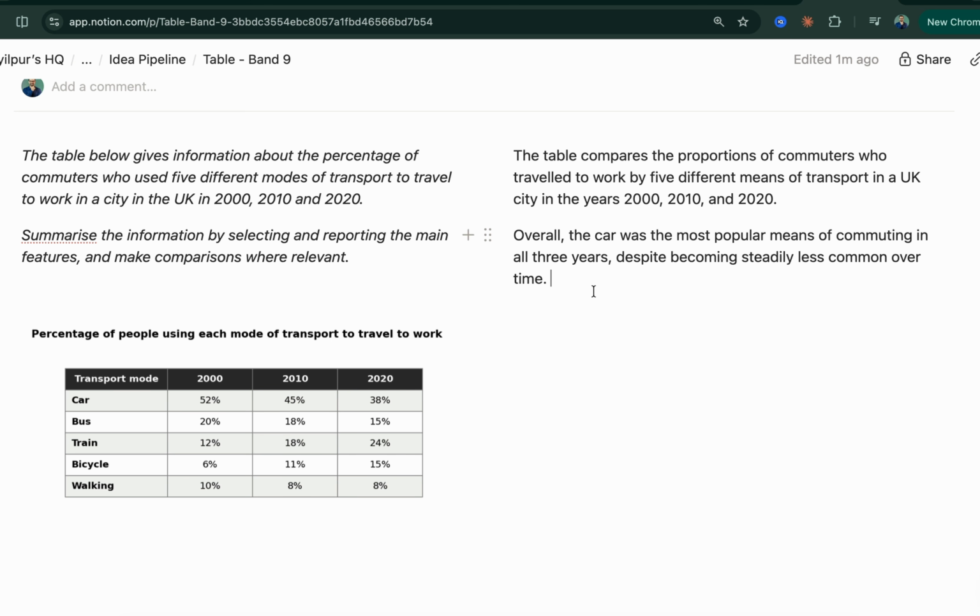Now, let's continue. In contrast, the train and the bicycle both grew considerably. Sorry for my typo.